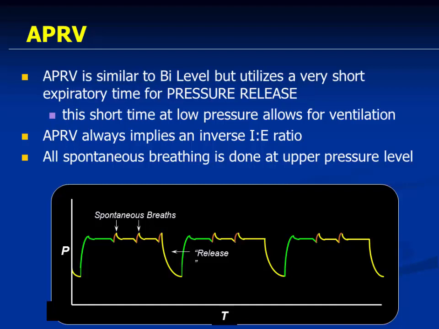APRV always implies an inverse ratio ventilation from 4:1 to maybe 8:1, 6:1 is the inverse ratio, extreme inverse ratio ventilation, which is never heard of in any pressure control or volume control settings. Okay, all spontaneous breaths happen at the upper pressure level. So in BiPAP, the patient could have taken breaths at both the levels, upper and lower. Here, because the lower period is so small, the patient cannot take a breath. So patient spontaneous breaths are allowed only at the higher level. So try to understand, we are delivering a tidal volume as well, we are creating a pressure also, and on top of that we are not paralyzing the patient.